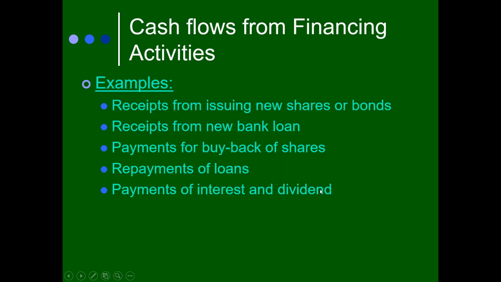So, examples of receipts from financing activities: for instance, receipts from issuing new shares or bonds. This is actually an inflow because the bonds are offered to creditors. When creditors or investors take up the bonds, you will be receiving money into the organization. Or it could be receipts from a new bank loan. You have already applied for a bank loan and now the loan has been approved, so you are receiving the loan.